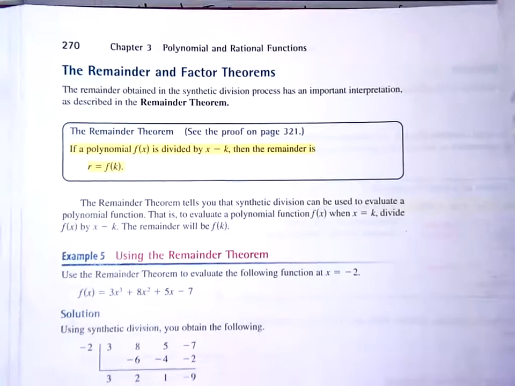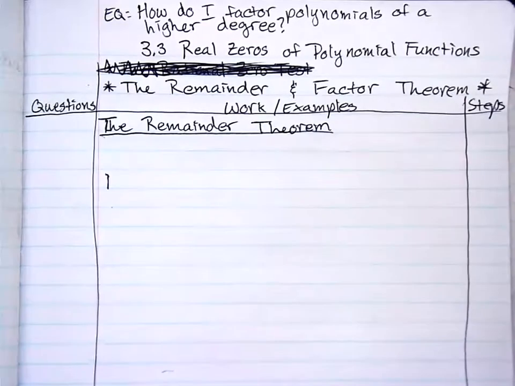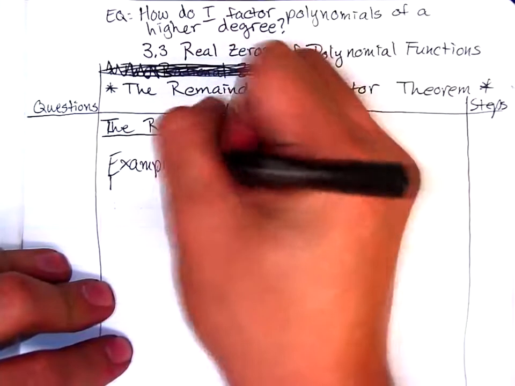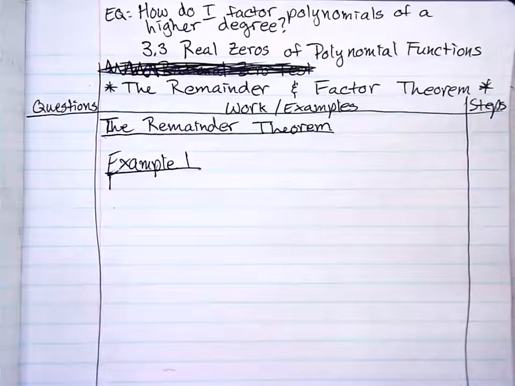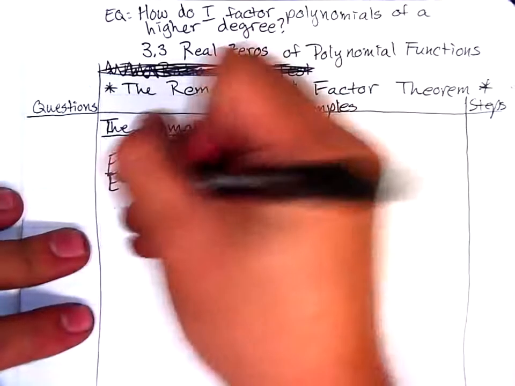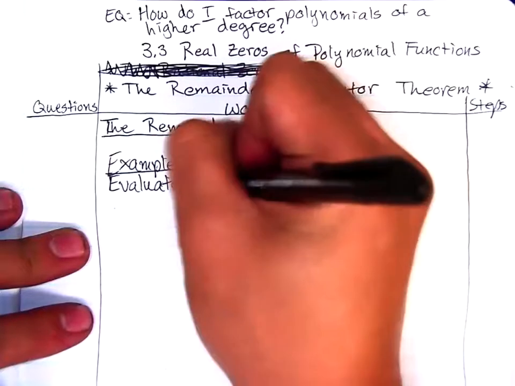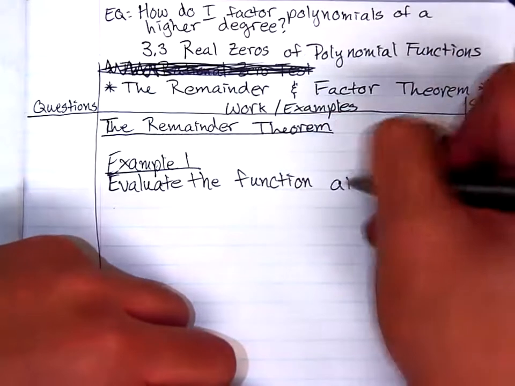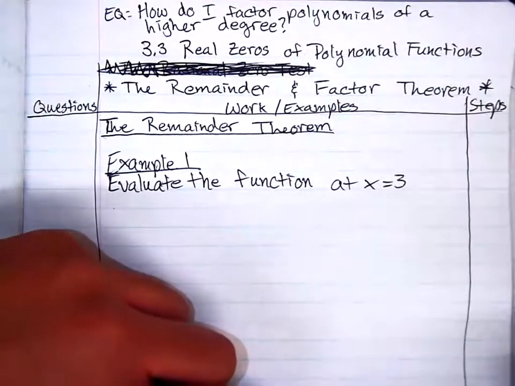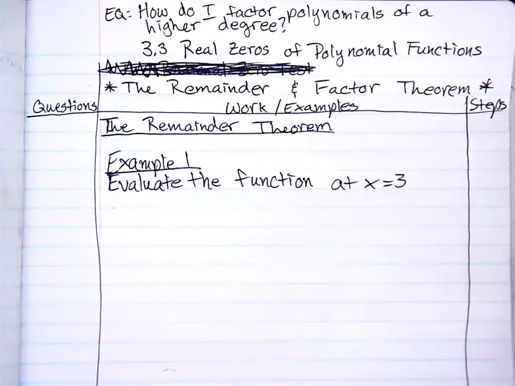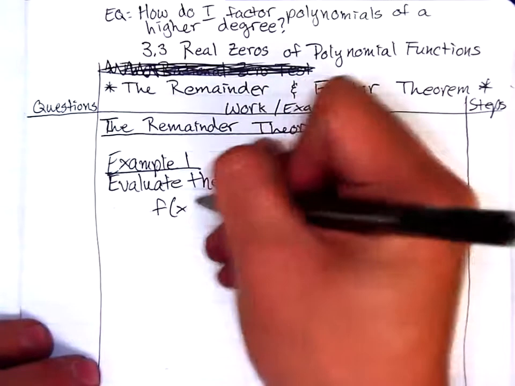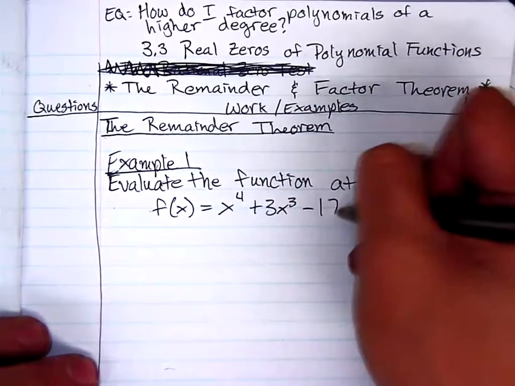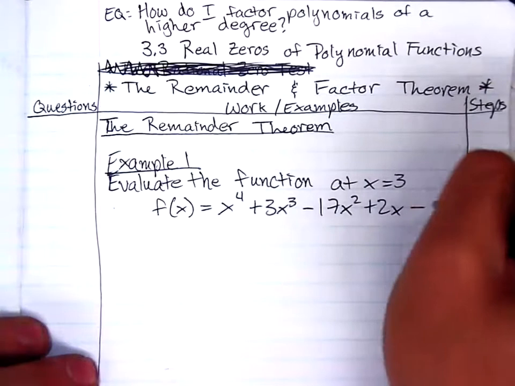Okay, so let's go ahead and start by checking out this example. Let's go ahead and write it in. Example 1. We're going to be evaluating the function at x equals 3. So in other words, we're going to be using x equals 3 as our number for synthetic division. And the function that we want to evaluate is f of x equals x to the 4th plus 3x cubed minus 17x squared plus 2x minus 7.